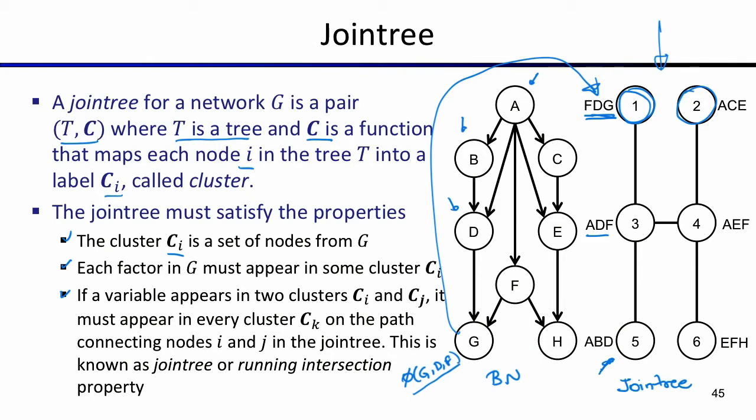So one example is, for instance, variable A. We can find variable A in this cluster. We can also find variable A in this cluster here. And we see that A also happens here. That's part of the path that goes from here to there. It also is mentioned here. And so it's present in the nodes 3 and 4. They are in the middle of the path between 5 and 2.